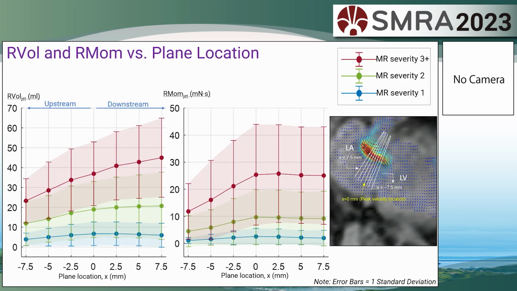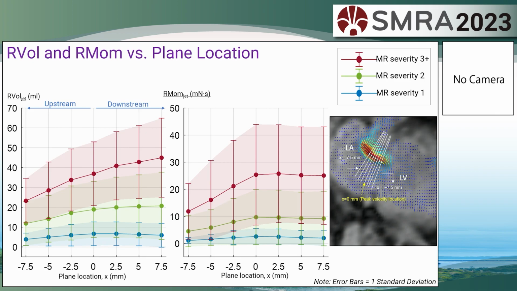So these first figures represent the regurgitant volume and momentum based on plane location. The x-axis notes the plane location from negative 7.5, which is a plane located most upstream of the jet, through the peak velocity voxel location or the origin plane at x equals 0, to positive 7.5 millimeters, the most downstream plane. We can see that the regurgitant volume consistently increases along the entirety of the jet, especially in MR severity groups 2 and 3, which again is most likely due to the flow entrainment effect.